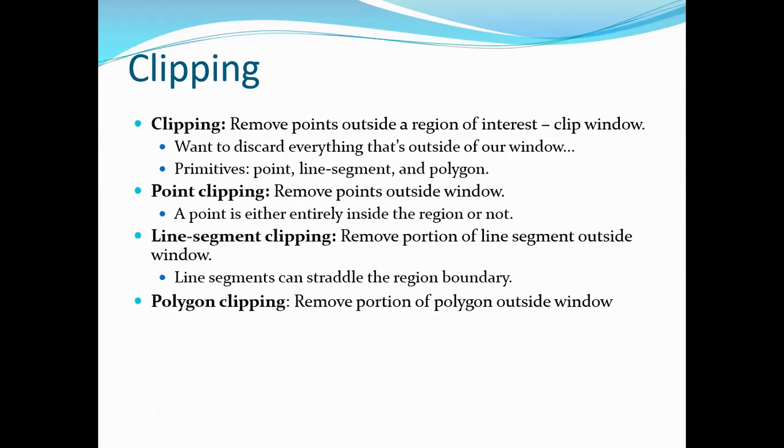So clipping basically is removing points outside the region of interest. We usually call it a clip window. And we have primitives to clipping. We have 3 of them: point clipping, line clipping, and polygon clipping. We shall be mostly interested in line clipping and polygon clipping. With line clipping, you look at a line and decide, does it lie within the clip window? If it doesn't, then you automatically clip. If it lies within the clip window, then you do not clip. But you have those 3 variations: point, line, and polygon.